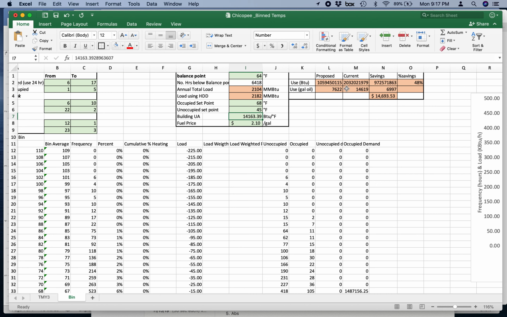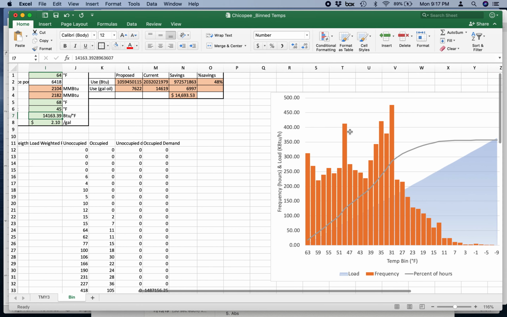So we can see that in this case, we create a 48% savings just by that aggressive setback temperature because there are so many hours. And we're saving them, if we assume $2.10 per gallon, we're saving them $14,500 just by changing a set point that's enabled by this system that I did.